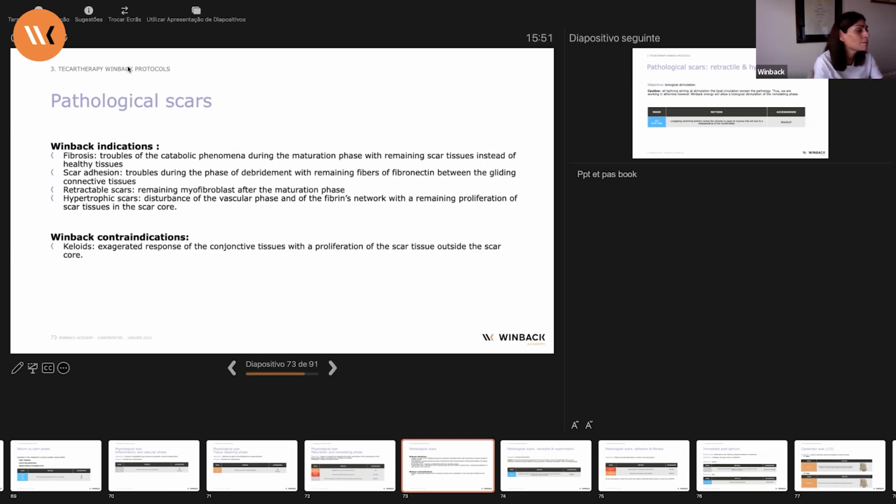And in hypertrophic scars, when you have the disturbance of the vascular phase and of the fibrin network with a remaining proliferation of the scar tissues in the scar core. The only contraindication is the keloids, okay, because it's an exacerbated response of the conjunctive tissue with a proliferation of the scar tissue outside the scar core, okay? Here we cannot work on it.